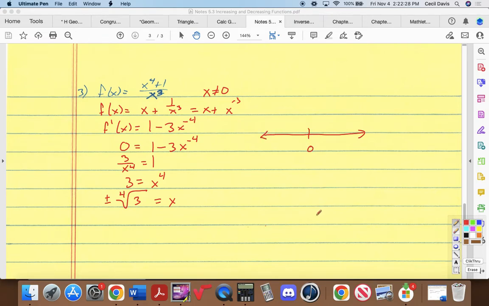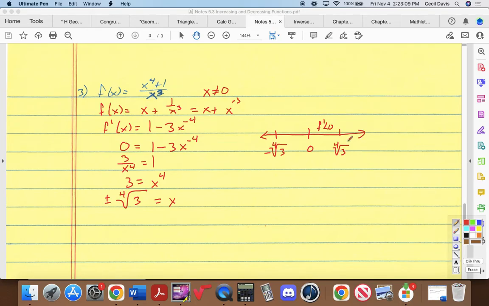So I have to keep 0 in here. Notice, does the derivative exist at 0? No, because I have this 0 to the negative 4th power. That puts it in the denominator. Now, the 4th root of 3, I don't know how big it is. I know it's bigger than 1, though. So I'm going to use 1 as a test point. That's going to be 1 minus 3. F prime's negative.